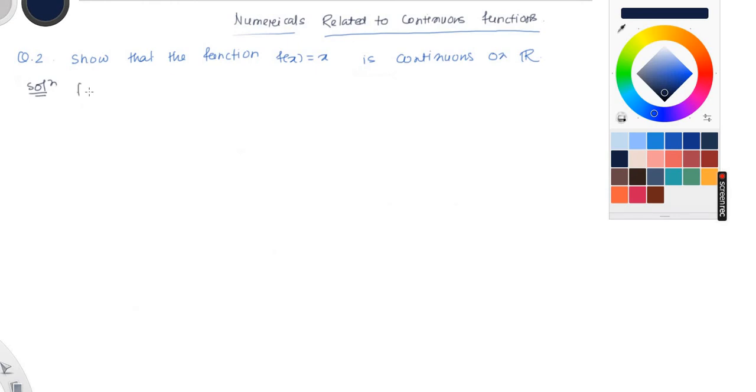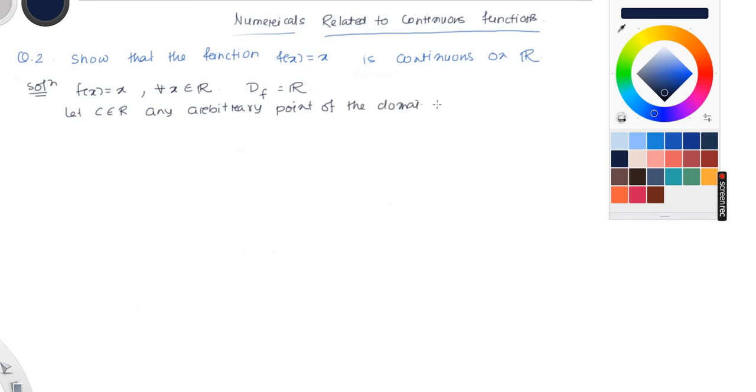So the given function is f of x equal to x, and this function is well defined for all x belongs to R. That means the domain of the function is R, right? So to show the continuity of the function, let us consider c belongs to R, any arbitrary point of the domain.